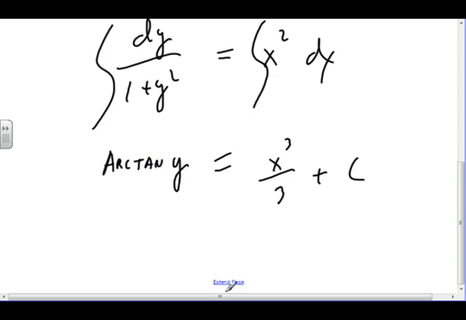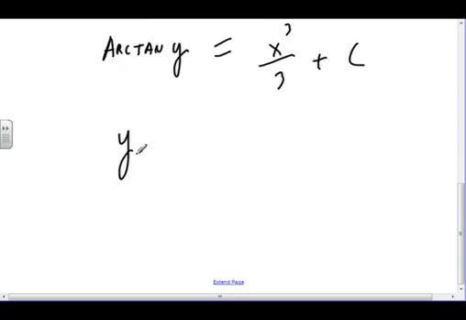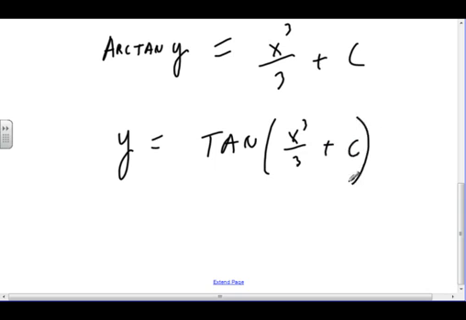Tangent y is equal to that. So y is going to be the tangent of x cubed over 3 plus c. And that we can check because that was number 7. Number 7 says arctangent y is equal to x cubed over 3 plus c. Well, they left it in this form, so they left the answer like that, which is perfectly okay. I can leave the answer like that too if I wanted to.